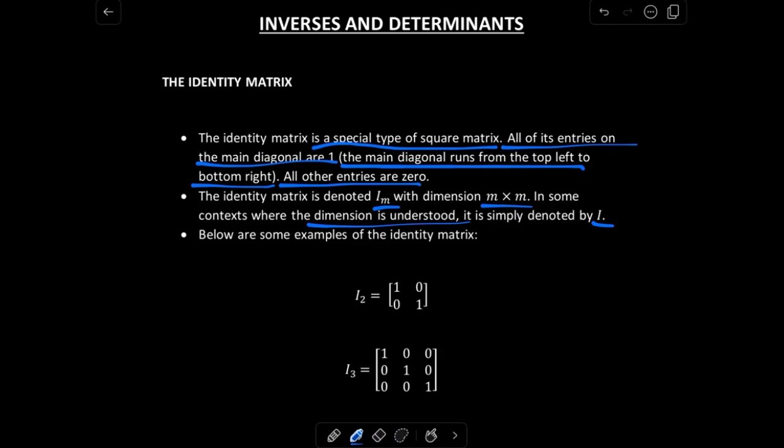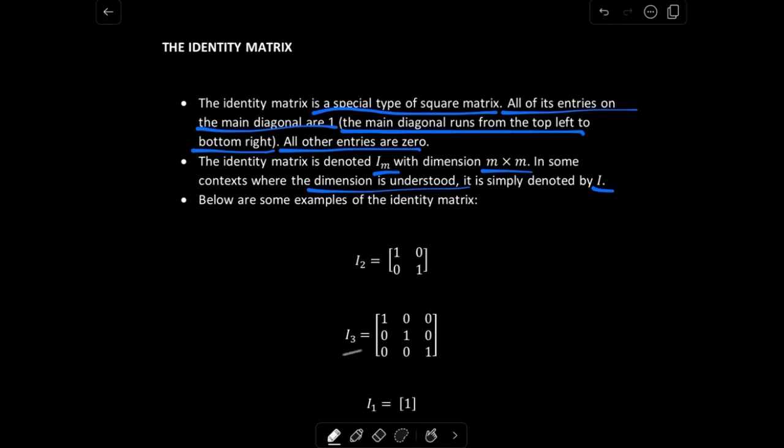So below are some examples of the identity matrix. Here we have I2. It's a 2 by 2 square matrix. And here's the main diagonal. It runs from the top left to the bottom right. It's a diagonal of a square matrix, so its position has to be diagonal, from the top left to bottom right. You can see all the entries there are 1, and all the other entries that are not on the main diagonal are 0, right? So that's the identity matrix with dimension 2 by 2.